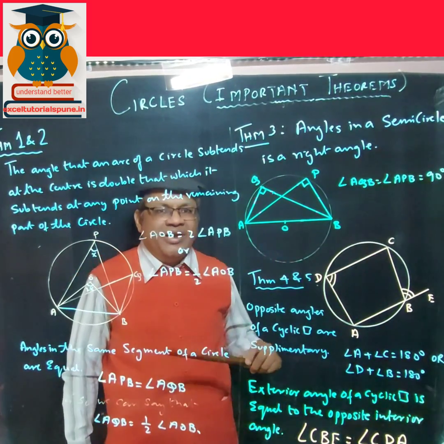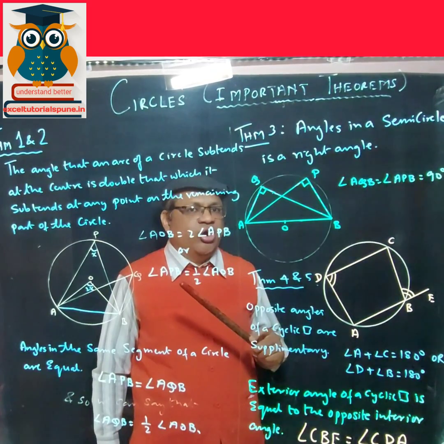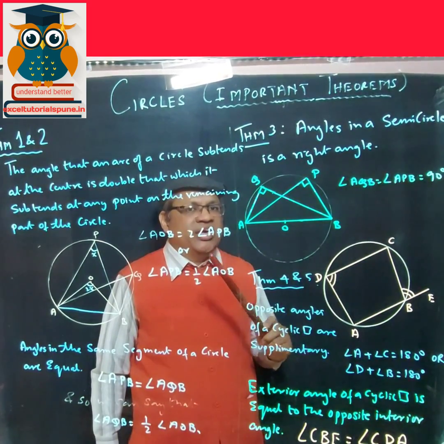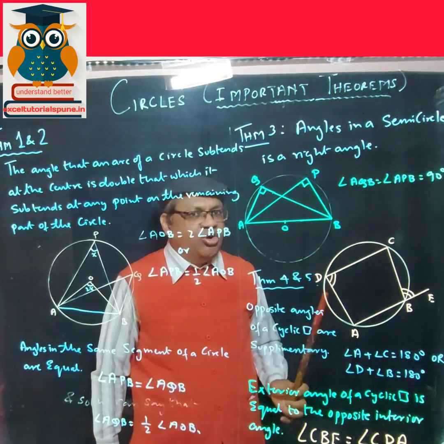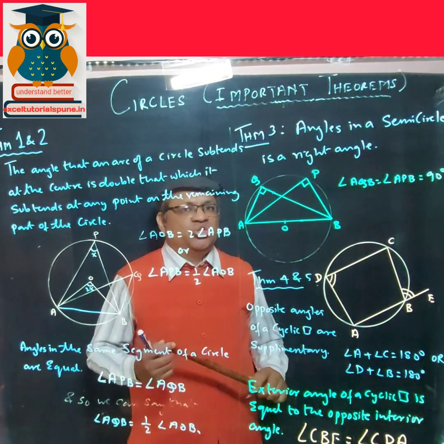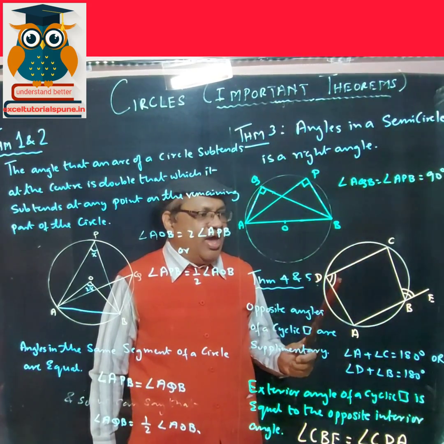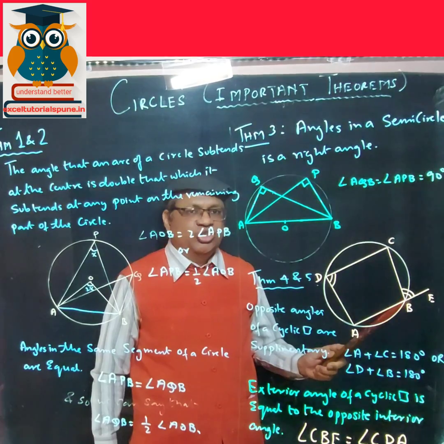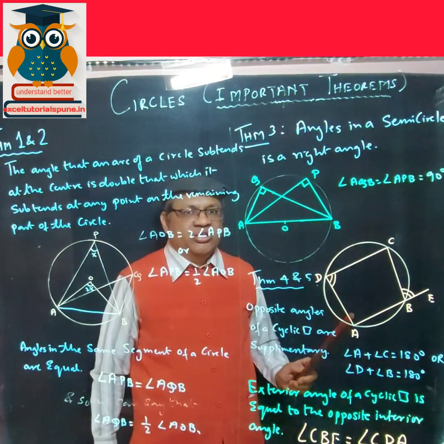You know what is a quadrilateral? A quadrilateral is a four-sided figure, and cyclic quadrilateral means what? All the vertices of this quadrilateral lie on the circle. So what is a cyclic quadrilateral? A quadrilateral in which all the vertices lie on the circle. So here we have angle D plus angle B is equal to 180, angle C plus angle A is 180. The reason is opposite angles of a cyclic quadrilateral are supplementary.